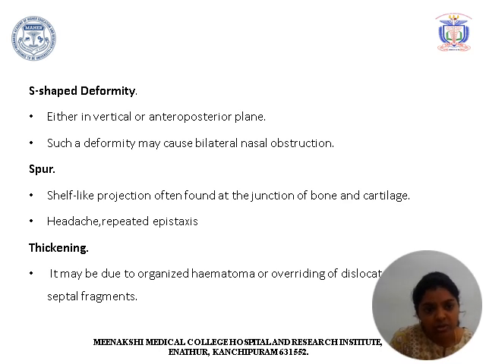And fourth type is spur. So spur is called a shelf-like projection, often found at the junction of bony and cartilage junction. So this spur may lead to headache and repeated epistaxis. And the last type is called thickening.